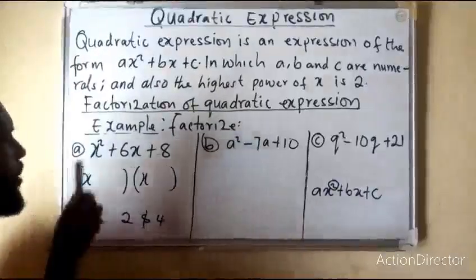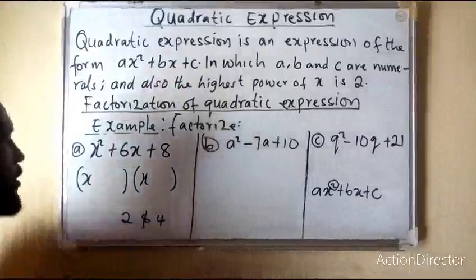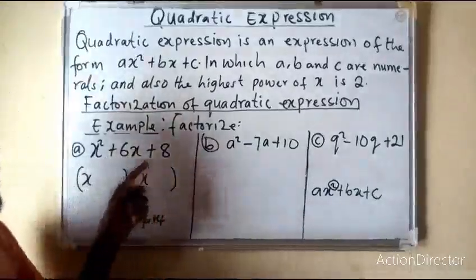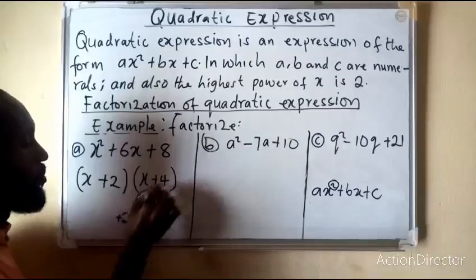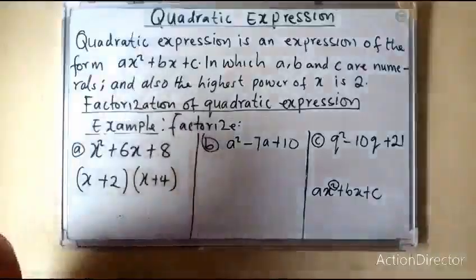In a situation where they are all positive, all the numbers will carry positive signs, meaning plus 2 and plus 4. Since they are all positive, the answer here is plus 2 and then plus 4. That is the factorization of the first one.